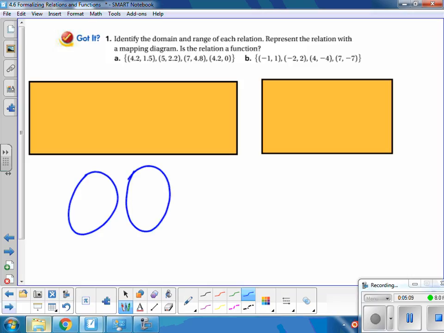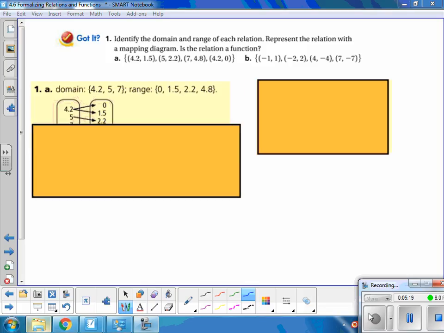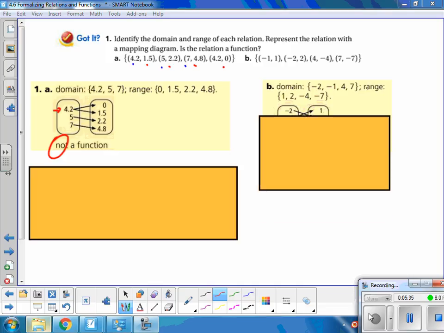Go ahead, give me the domain, give me the range, and determine if it's a function. Press pause. All right, if you did not work these out, go ahead, press pause. You've got to try these out. They're fantastic. So number one, our domain is 4, 2, 5, 7, and we already used 4. Range. Okay, and this is not a function because 4 is kicking out two y values, two ranges.